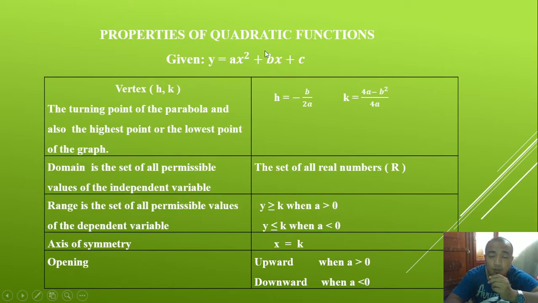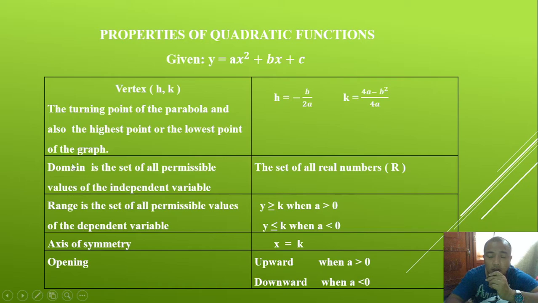So here's the formula in finding the vertex of a parabola given the quadratic function. For h, because the vertex is (h, k): h is negative b over 2a. For k, 4ac minus b squared over 4a. All you have to do is to memorize: h is negative b over 2a, k is 4ac minus b squared all over 4a.